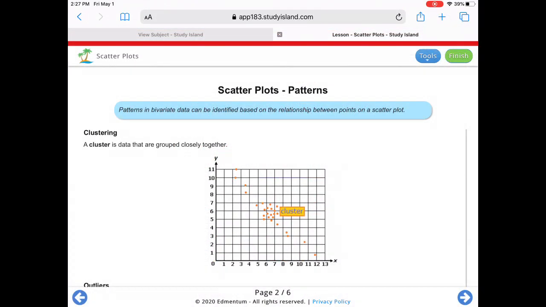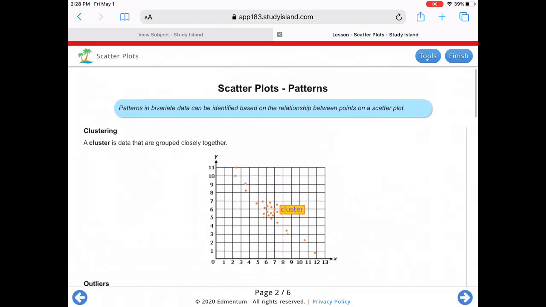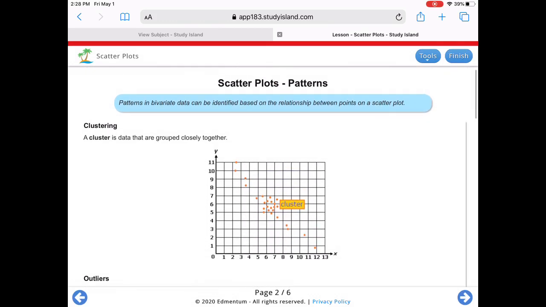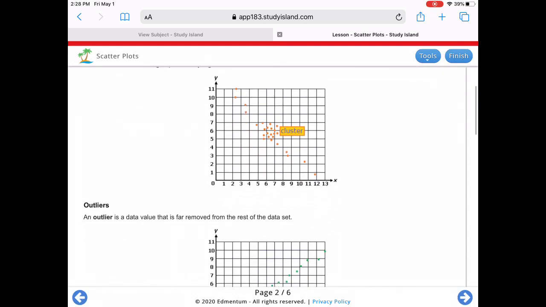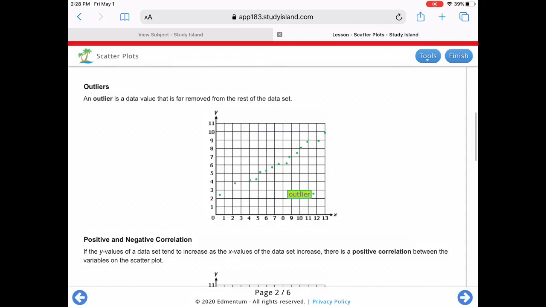The next thing we're going to look at with scatter plots are some patterns that occur. Once again, scatter plots show how things are related. There's no labels on these, they're just talking about the different things we can see. So clusters, if you think about a cluster, it means a group of something that's all clumped together in one spot, which is why you see this cluster is a whole bunch of points in the same general area. So they say a cluster is data that are grouped closely together. Right in the middle of 6 and 7 on the horizontal axis, you go up and you see that cluster.